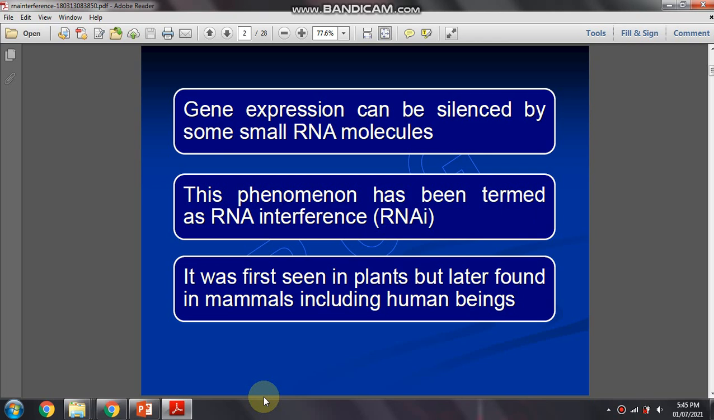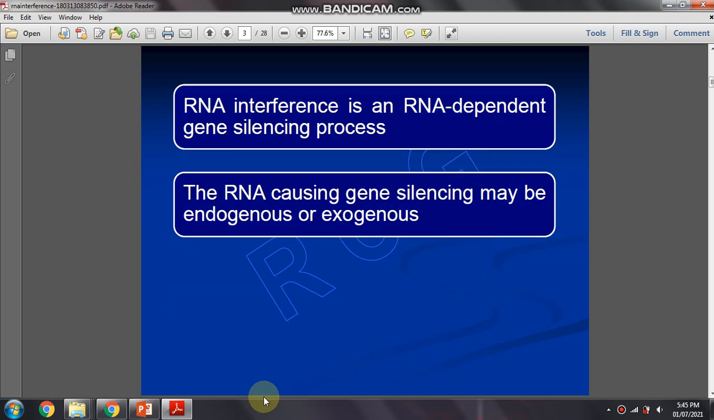Gene expression can be silenced by some small RNA molecules. This phenomenon has been termed RNA interference. It was first seen in plants but later found in mammals, including human beings. RNA interference is an RNA dependent gene silencing. This RNA causing gene silencing may be endogenous RNA or exogenous.